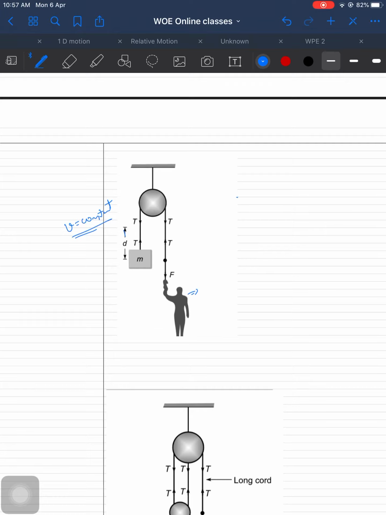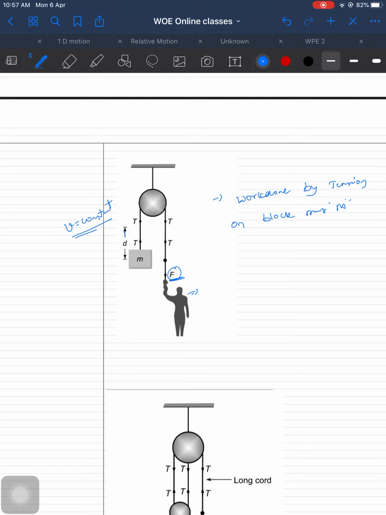Velocity is constant. Find the work done by tension on a block of mass m kg. Okay, now how much is the man applying the force F?